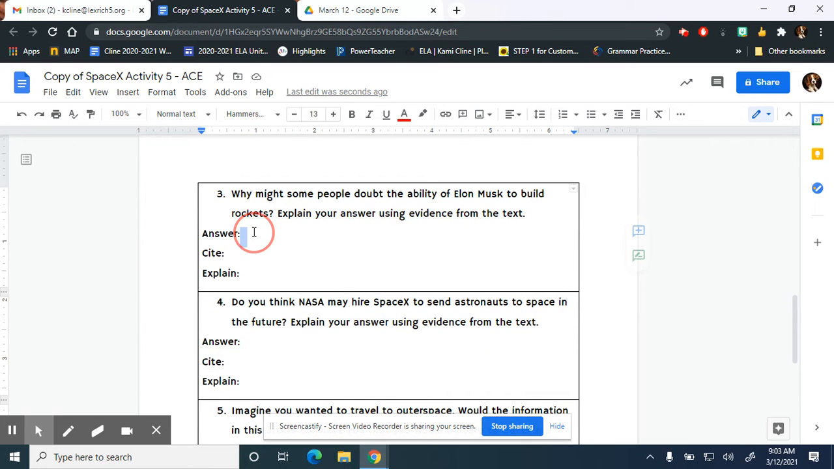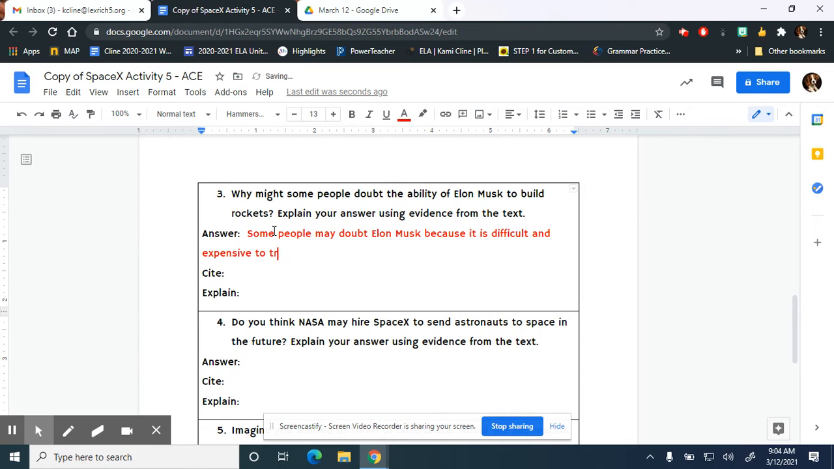Okay, the next question asks, why might some people doubt the ability of Elon Musk to build rockets? So I'm going to type my answer in a complete sentence, and this is my own thoughts as to why. As long as I back it up with evidence, it's not really any right or wrong. So I'm going to say some people, remember I'm rewording the question, may doubt Elon Musk because it is difficult and very expensive to travel space. That's my answer. I didn't say because. I started with a good complete sentence.